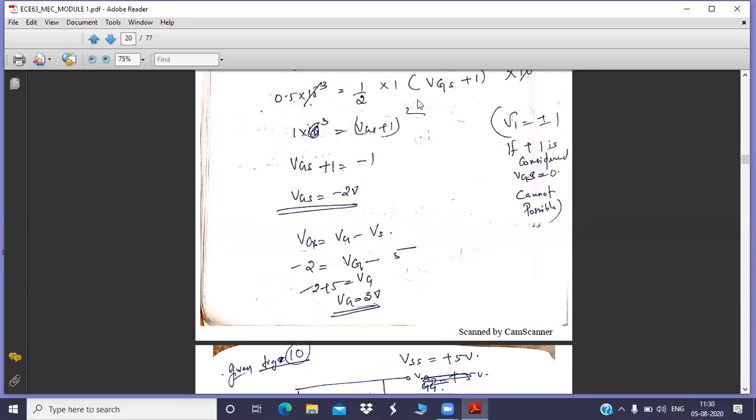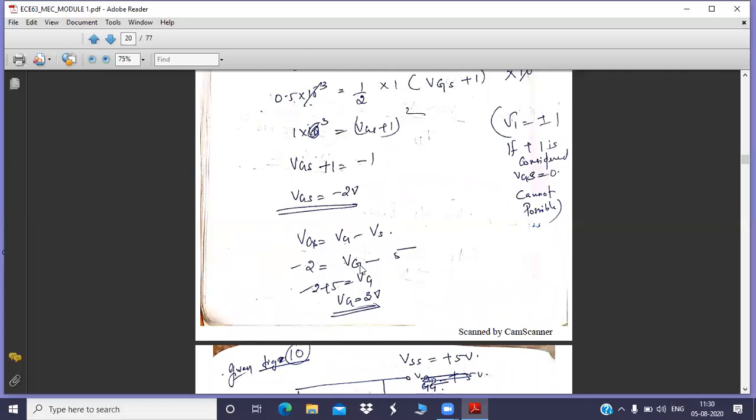to remove the square, here you need to take the square root. Square root of 1 is plus or minus 1. So for that, you will be putting minus 1. You will remove the plus 1 and put minus 1 over here, and this plus 1 will go to the right side. So minus 1 minus 1 is minus 2 volt. So you got VGS. Now, once you have VGS, the next thing is you will find VG and VS.